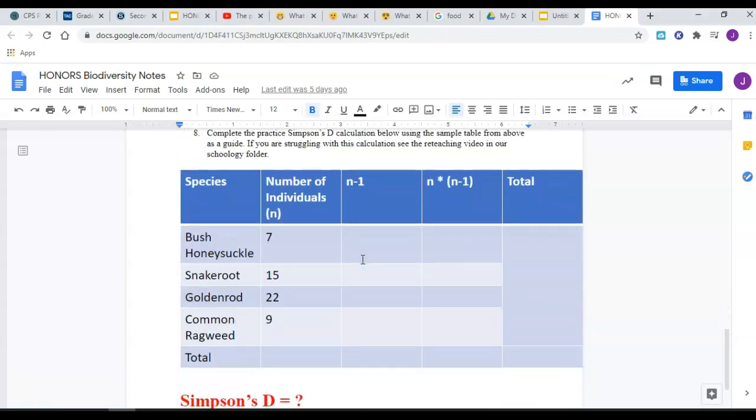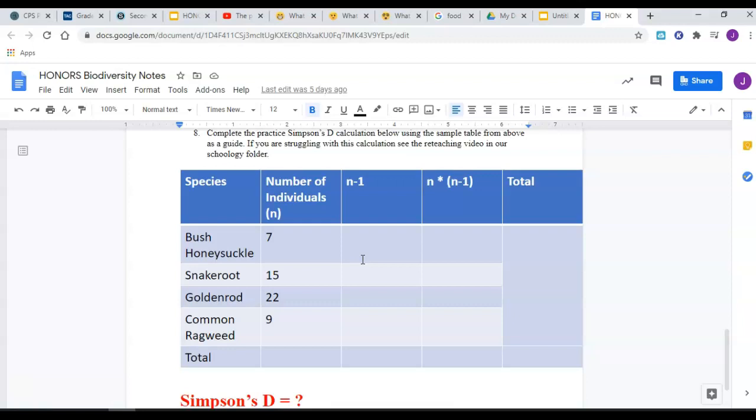So here's our table. And let's say we went out to an area and we just started identifying and counting every single plant that we saw. Maybe it was a 3 square meter plot. And in that plot, as we walked around and we looked, we found bush honeysuckle. We identified it and counted 7 of them. We found 15 different snake root plants. We found 22 goldenrods, those are with the yellow flowers. And we found 9 plants of common ragweed. All right, our in-field study is done. We've counted everything that we saw, we recorded it, we're ready to come home and do our calculations.